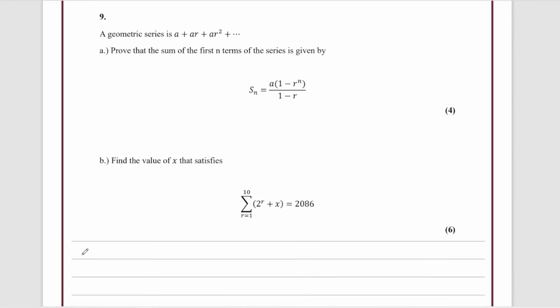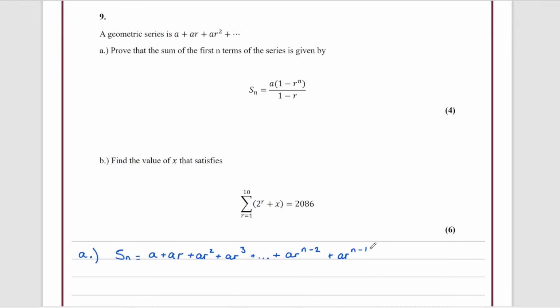To begin with, for part A, all we're going to do is consider this geometric series. We're going to call this Sn. So Sn is equal to a plus ar squared plus ar cubed, and we keep going. Let's fast forward towards the end of this series. Towards the end, we've got ar to the power of n minus 2, and then for my very last term, ar to the power of n minus 1.